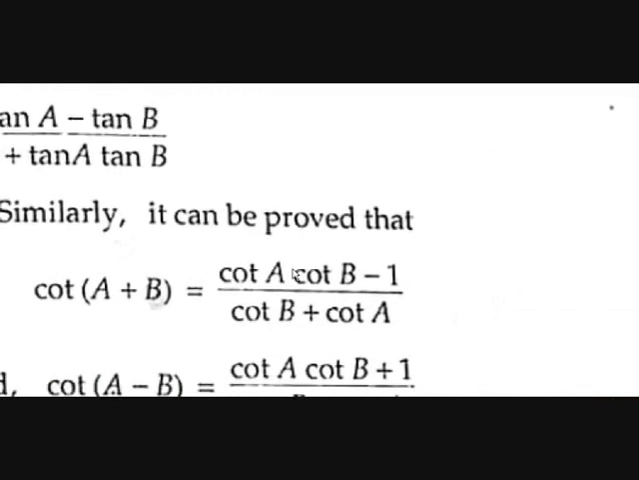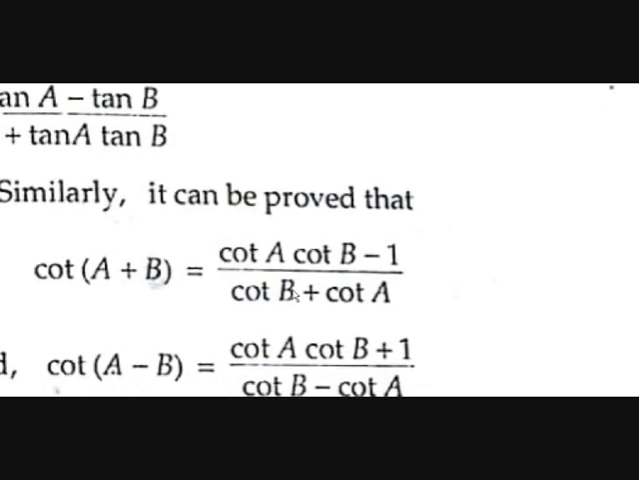Similarly, if you substitute minus b in place of plus b, you will get the formula for tan(a-b). Now let's see cot. Similarly, cot(a+b) will be cot a cot b minus 1 by cot b plus cot a. And similarly, cot(a-b). Okay, if you want, you can prove them. It will be like an exercise for you.